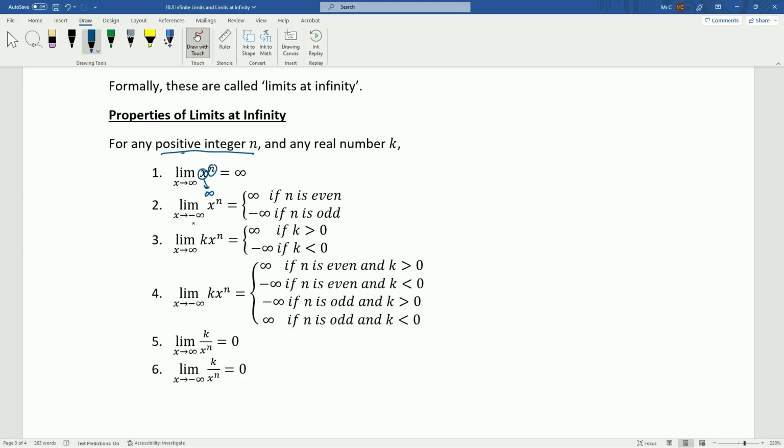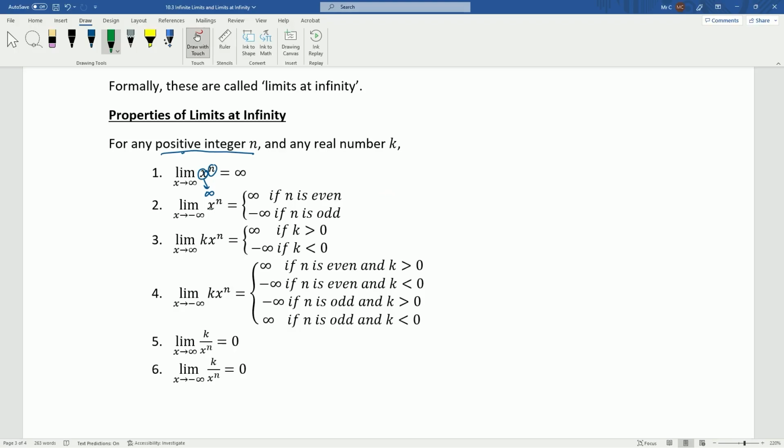If x goes to negative infinity and we have x to the n, well, then if n is even, you get positive infinity. If n is odd, you get negative infinity. So why is that the case? Why is that different? Well, let's take a look.